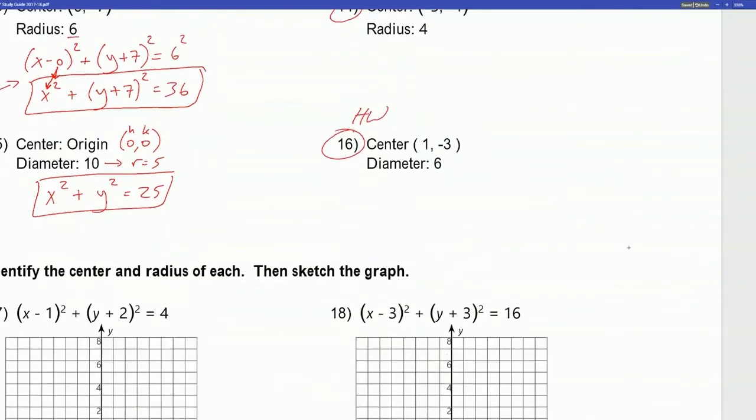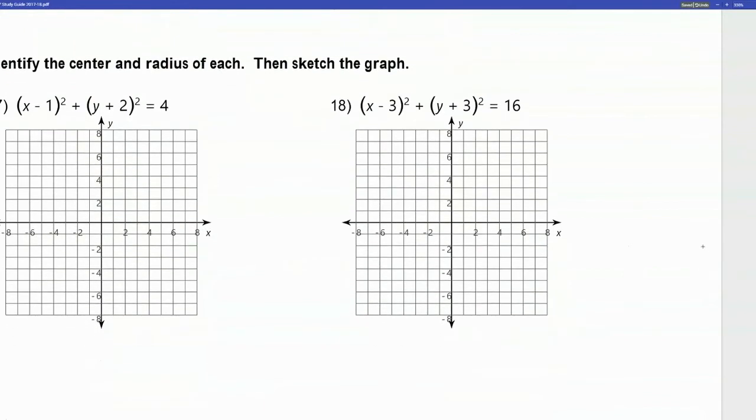Work on that. Number 17 and 18, identify the center and the radius of each, sketch the graph. Sweet. So let's find my center. And again, my center is at whatever the opposite is of my h value and whatever the opposite is of my k value. And then my radius is right over here, but don't forget it's really squared. So technically my radius right here is 2, because what's the square root of 4, right? And that should be 2.